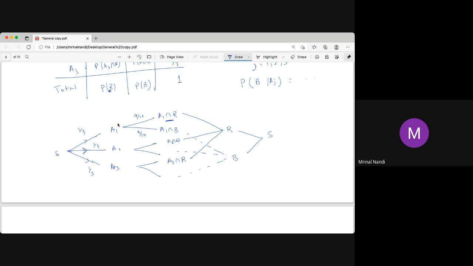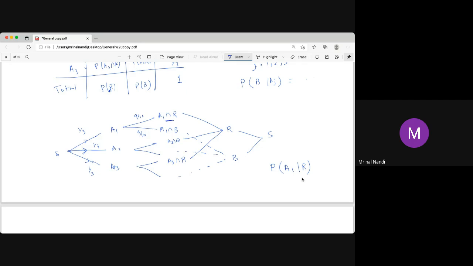This prior is given because the experiment is such that the choice of box is first, then the choice of ball. So the next step is the ball. There is a hierarchy. Now, if I ask you the other way, what is the probability of A1 given that it is R? That means I told you that this ball is red. It is given as information. What is the probability that it actually came from box 1? You don't know.